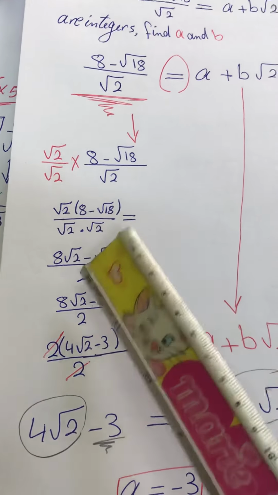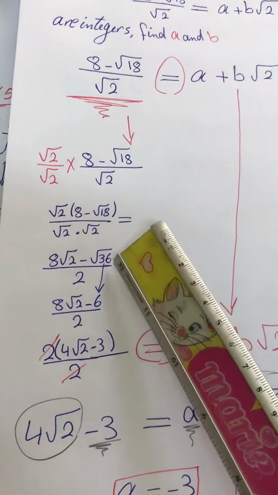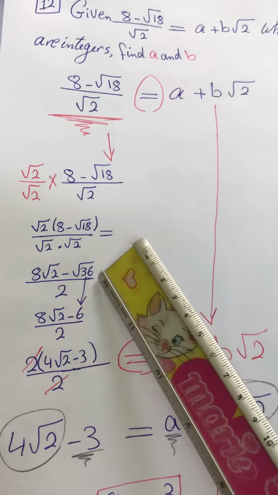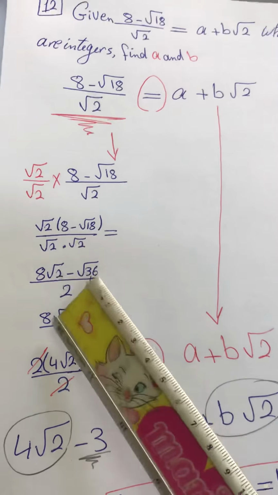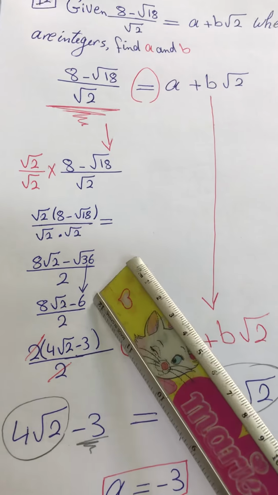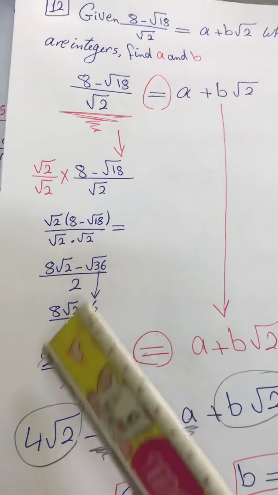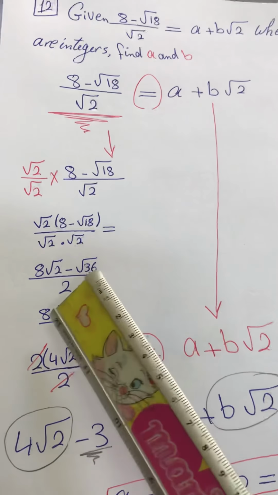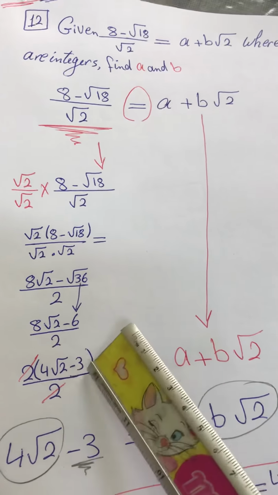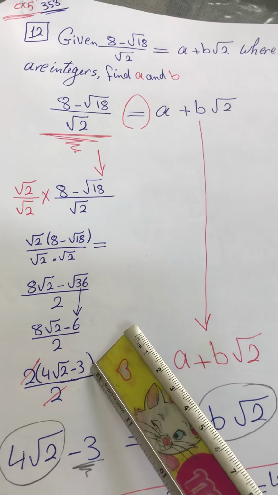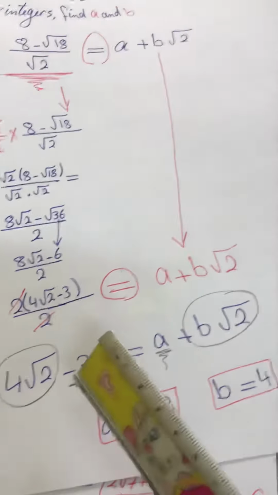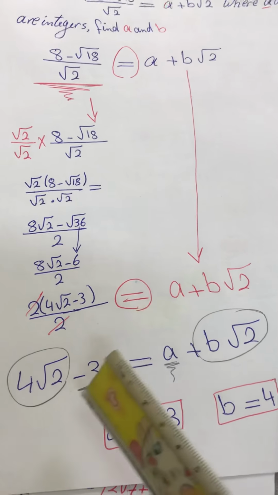Square root of 2 with the denominator: square root of 2 times square root of 2 equals 2. Now here I have square root of 2 times square root of 18 equals square root of 36, which is 6. The answer will be 8 square root of 2 minus 6, over 2. Let's take from 6 and 8 the common factor 2. Open brackets: 8 divided by 2 equals 4 square root of 2, and negative 6 divided by 2 equals negative 3, over 2. Cancel 2 with 2. What's left? I have 4 square root of 2 minus 3.